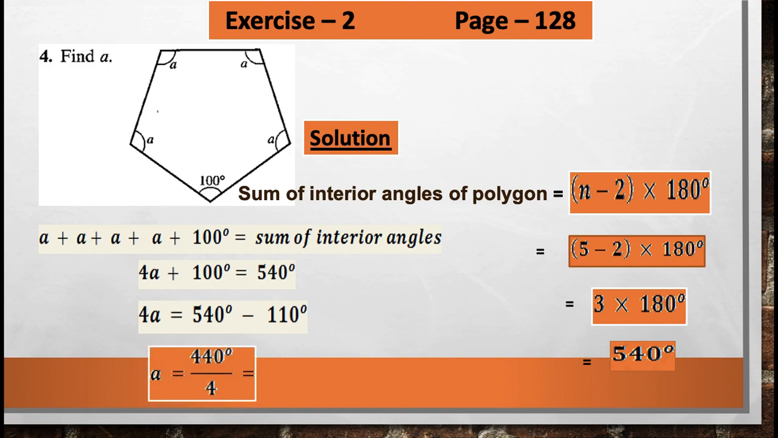Now you will divide by 4 to get what? 110 and 110, right? So that's how you find it.